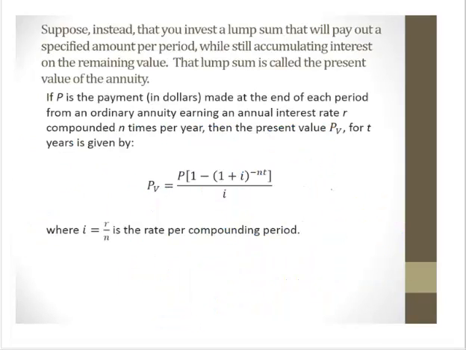Suppose instead that we invest a lump sum that pays out a specified amount per period while still accumulating interest on the remaining value. That lump sum is called the present value of the annuity. If P is the payment in dollars made at the end of each period from an ordinary annuity earning an annual interest rate R compounded n times per year, then the present value for T years is given by this formula: P sub V is equal to P by 1 minus the quantity 1 plus I to the negative NT, all over I, where again I is the rate per compounding period.